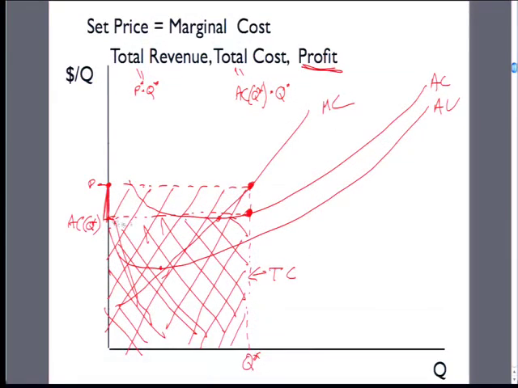And there's a rectangle here at the top. That revenue was greater than costs. We like it when revenue is greater than cost, and we have a box up here. That's our profit box.